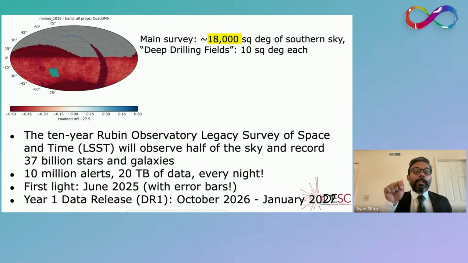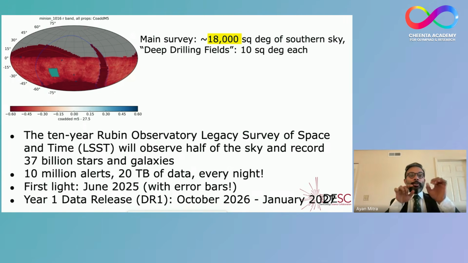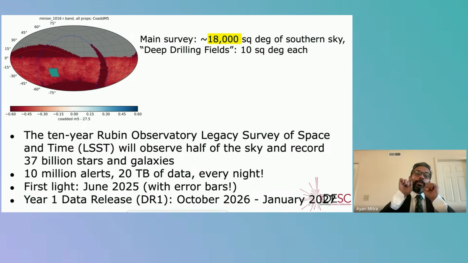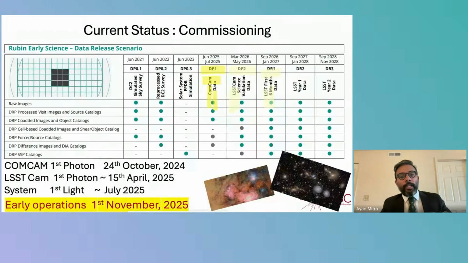The smaller dots are the pencil beam surveys, meaning it will focus on a small area and put a lot of energy into it, so it will measure very deep into that sky to go very far back in history. And there are all these facts like millions and billions of stars, alerts, 20 TB of data every night, etc. I'm not going into that.